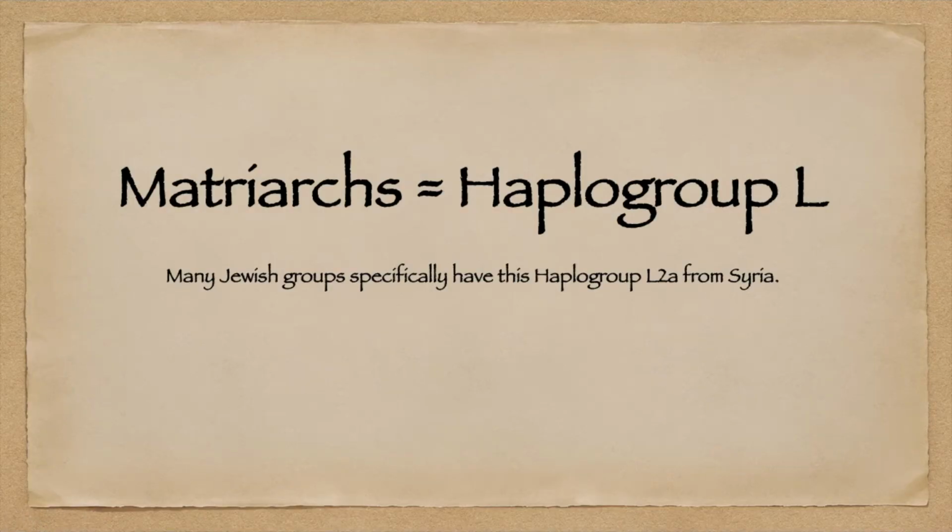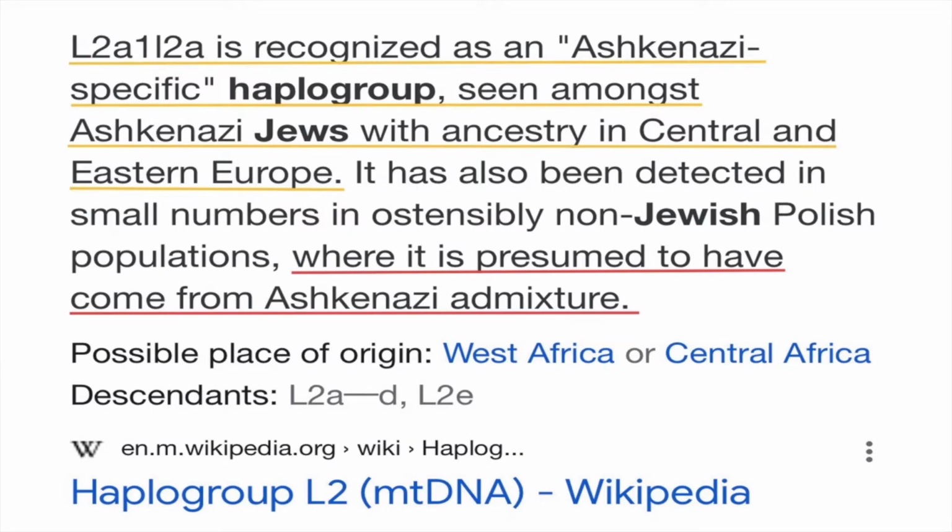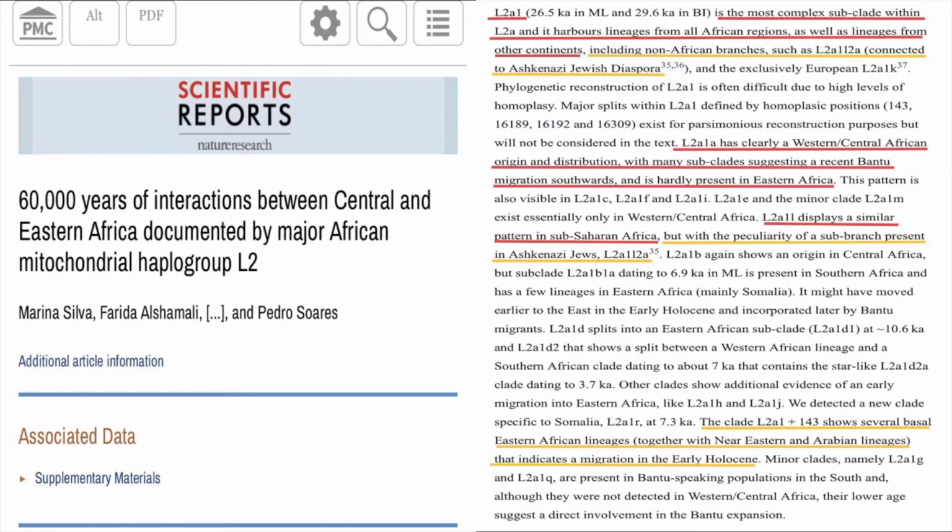So what's interesting about this is that many Jewish groups specifically have this haplogroup L2a that was found in ancient Syria. L2a is recognized as an Ashkenazi-specific haplogroup seen among Ashkenazi Jews with ancestry in Central and Eastern Europe, where it is presumed to have come from Ashkenazi admixture.